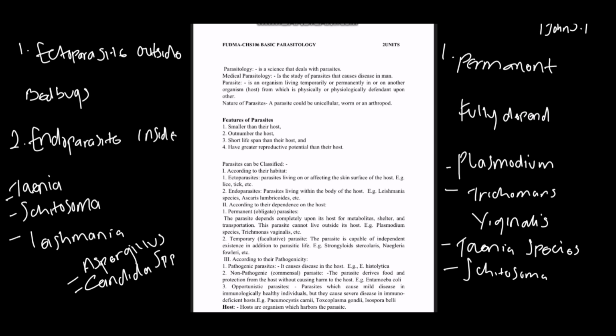Now the second type of parasite according to pathogenicity is the non-pathogenic parasite. These are parasites that do not cause harm. Examples are the Entamoeba coli and the Endolimax nana.